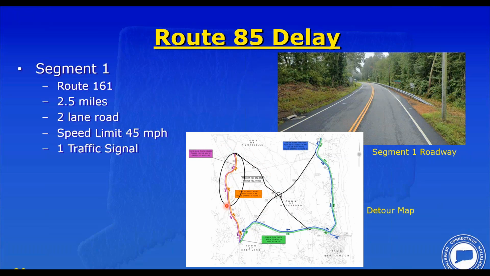So segment 1 is Route 161, 2.5 miles. It's a 2-lane road. A snapshot of the road is shown in the upper right. Speed limit is 45. It's actually a pretty nice road for a detour, and it's got one traffic signal right at the beginning. So it's not a bad detour. Again, we're talking 19,000 vehicles per day. This is a busy road.